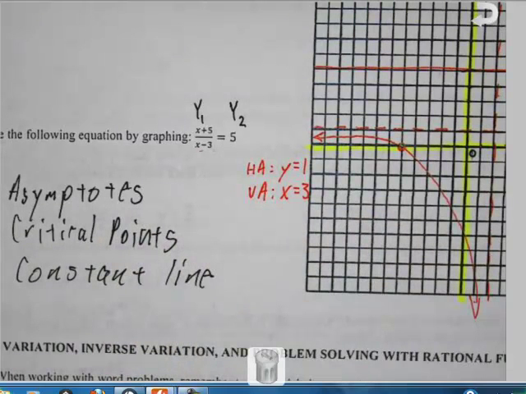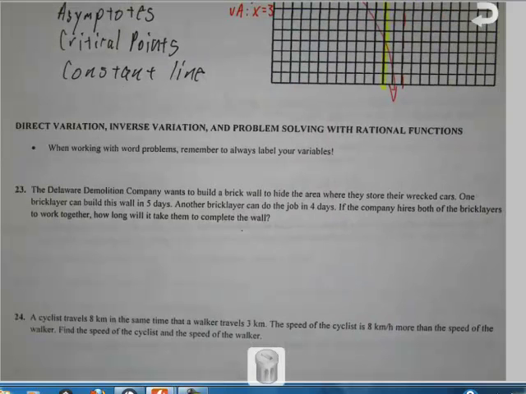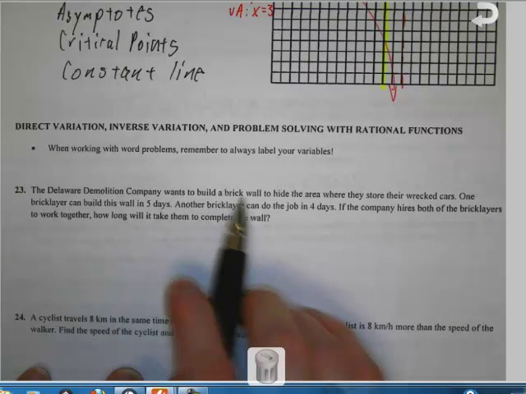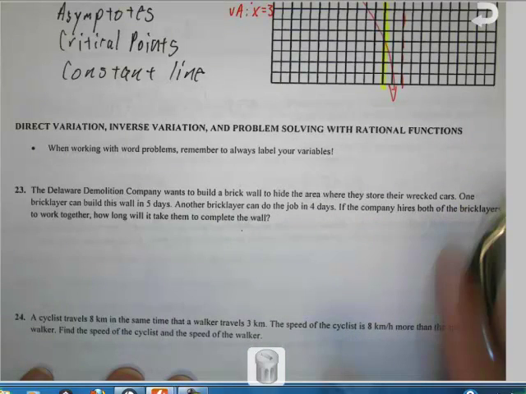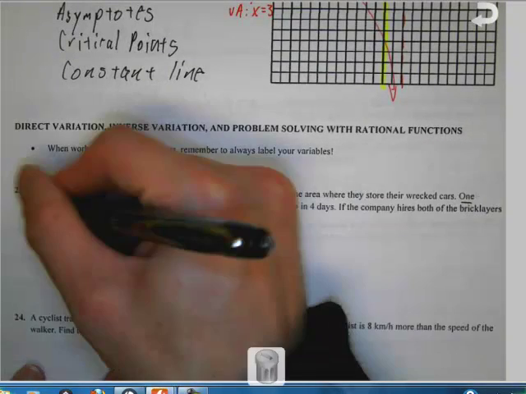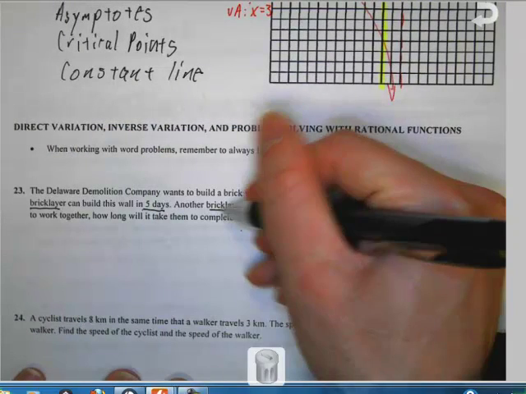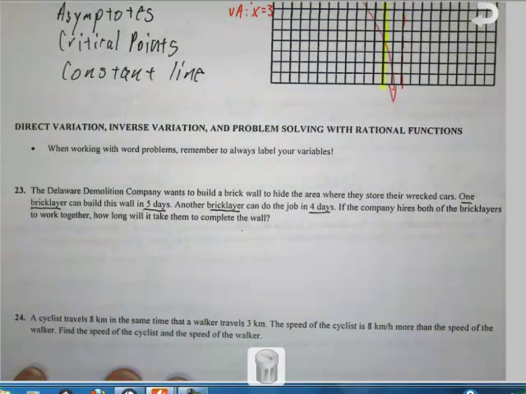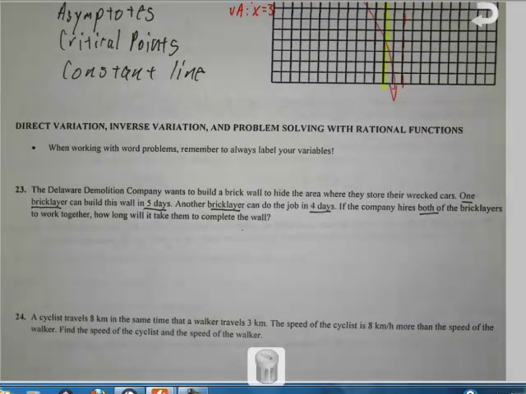Okay, let's take a look at 23. Remember, you need to label your variables. Here you have a demolition company that wants to build a brick wall to hide the store where they keep wrecked cars. Not that interesting. One bricklayer can build it in 5 days. Another bricklayer can do it in 4 days. If the company hires both of them, how long will it take them to complete the wall?